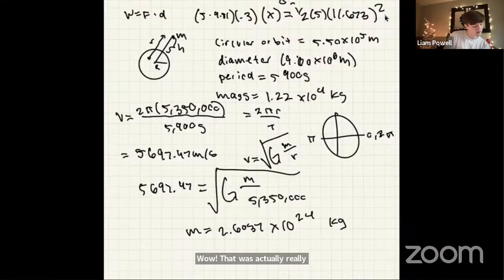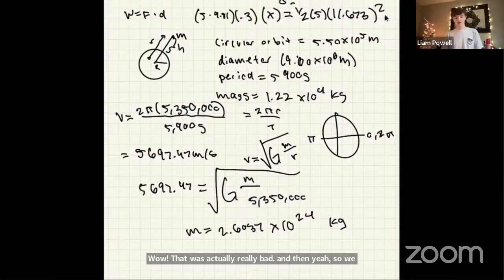And then, yeah. So we have found the mass of the planet along with easily calculating the velocity.